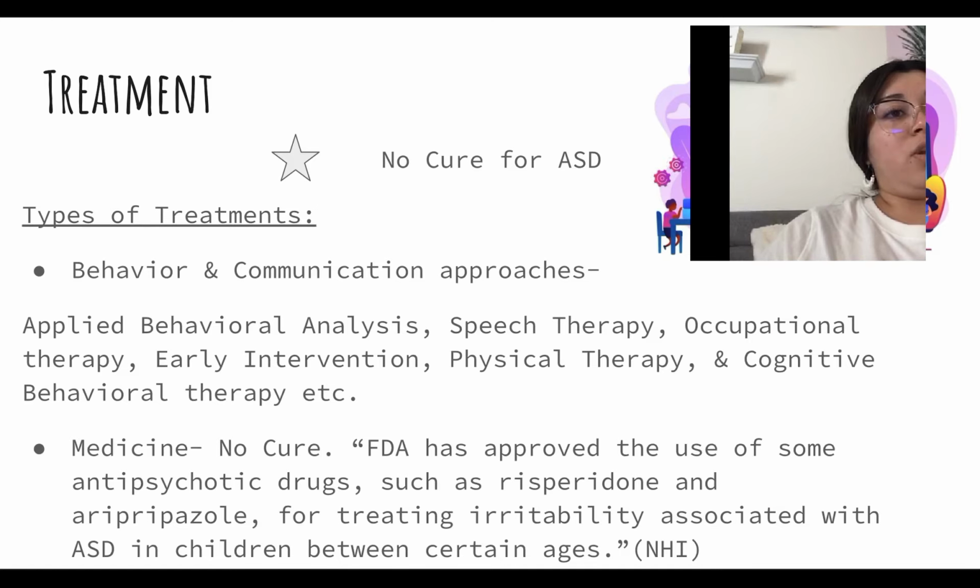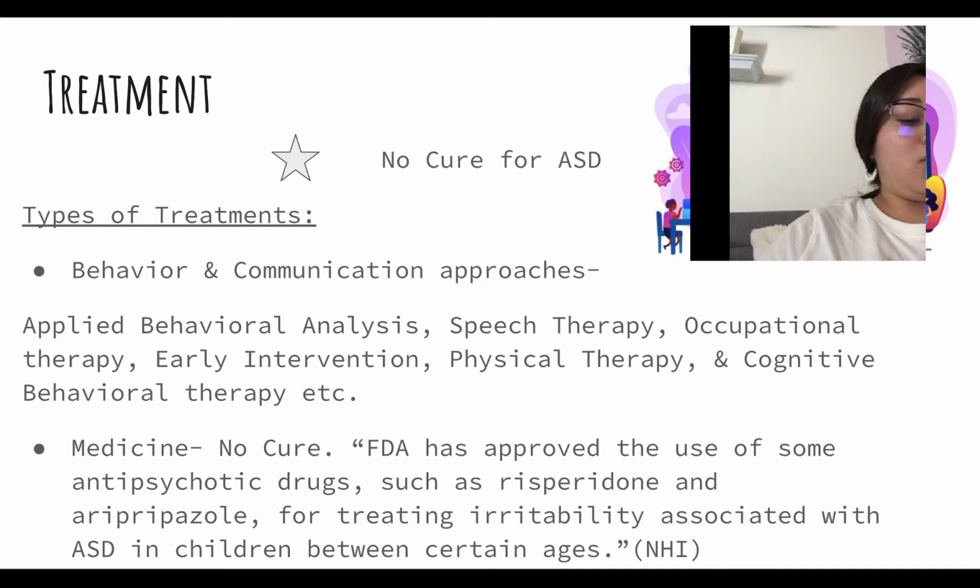Treatment. There's no cure for ASD. There are several treatments and interventions that may reduce symptoms, improve cognitive abilities and daily living skills, and maximize their ability to function and participate in the community. There are treatments in behavior and communication approaches such as applied behavioral analysis, speech therapy, occupational therapy, early intervention, physical therapy, cognitive behavior therapy, and more.